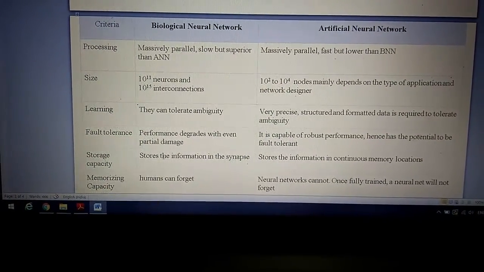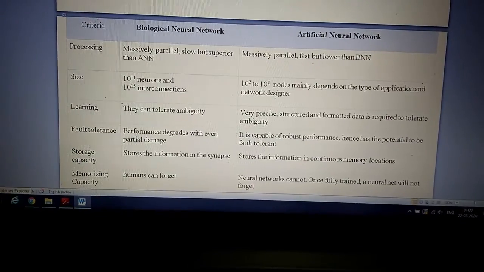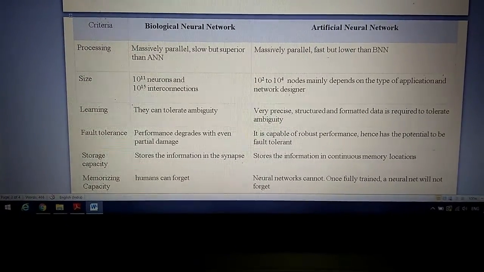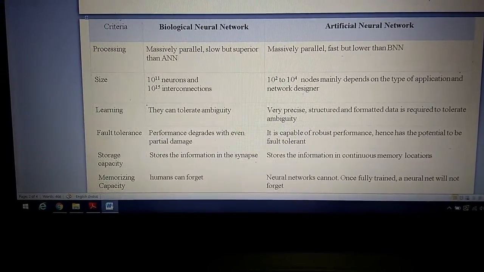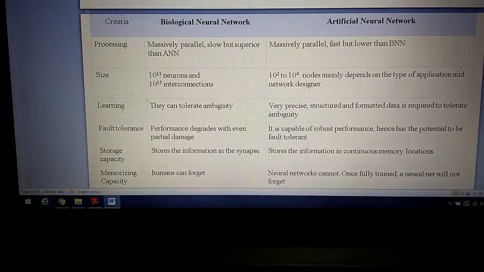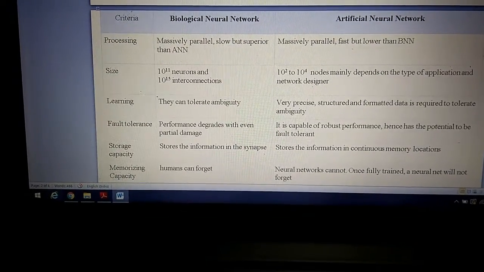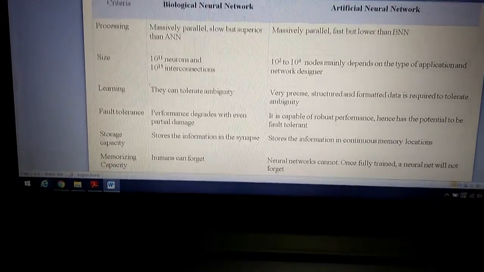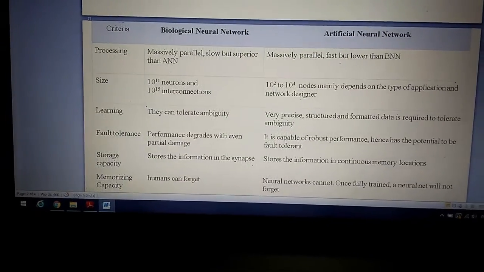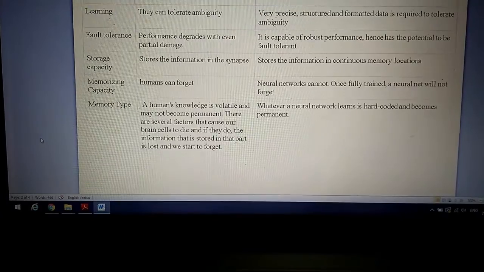Memorizing capacity. Humans can forget, but neural networks cannot. Once fully trained, a neural network will not forget. What it means is, if you want to find a solution for which pen to buy, this is your problem, and for that problem you use your biological neural network. You may use 10 types of pens or 15 types of pens, but you never remember the performance of all types of pens. So you may forget the performance of a particular type of pen, but an artificial neural network does not. This is the memorizing capacity of the biological and artificial neural networks.